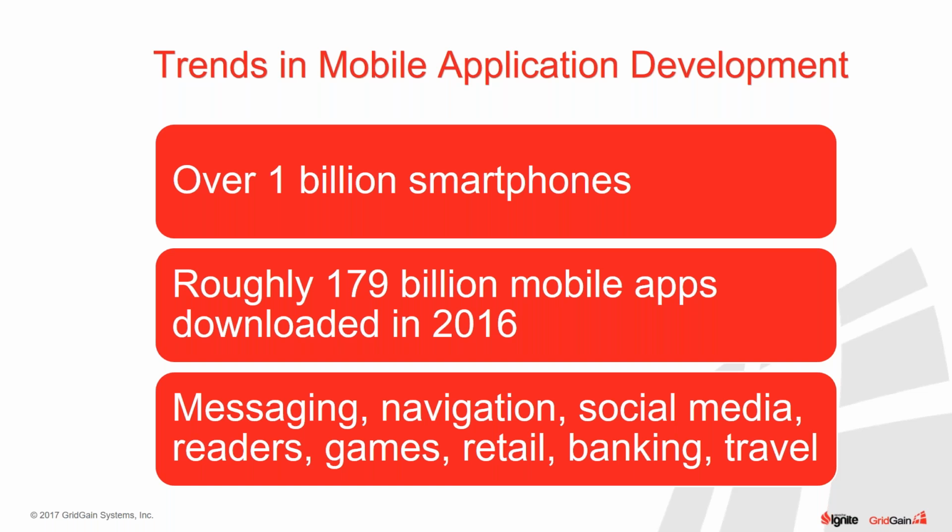Which seems like a lot, but my point here is if we're going to download that many apps, then your app had better be fast and it had better do what it says it's going to do, or it's going to be deleted and someone's going to move on in a second. The leading categories for apps were messaging, navigation, like GPS, social media, readers, games, retail, banking, and travel.